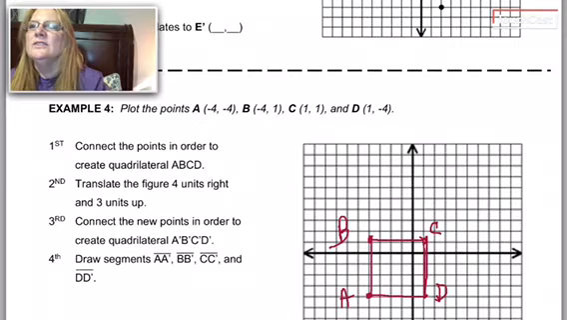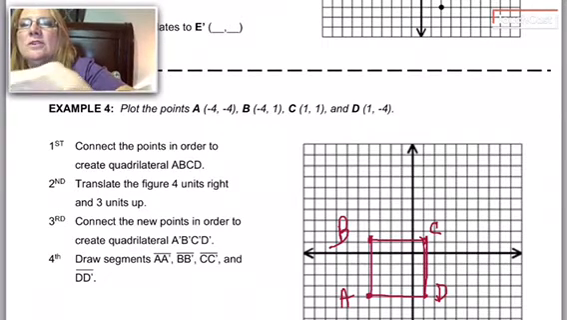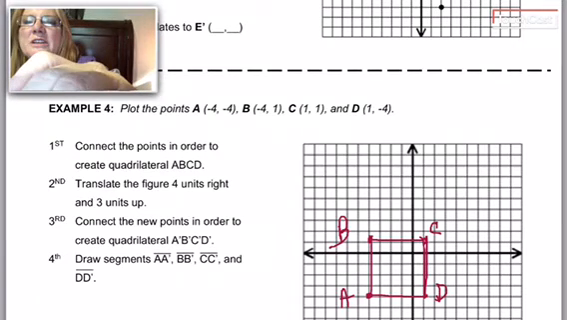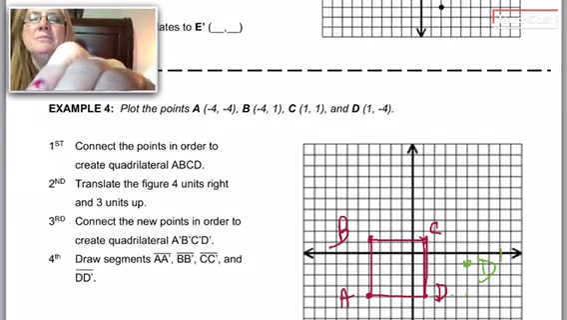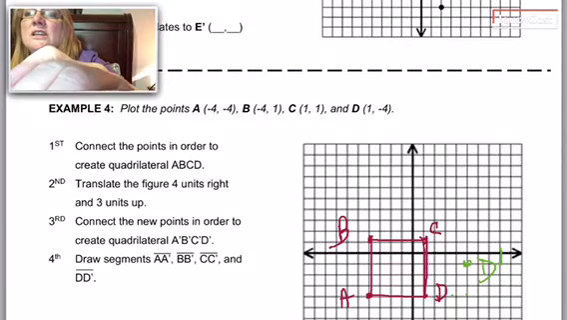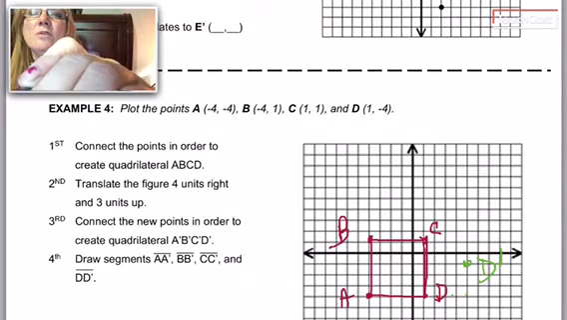And now they're asking us to translate the figure 4 units right and 3 up. So from this picture, we could just do what it says and go 4 right and 3 up. So I'll just start with D. 4 right, 3 up. And that would be considered D prime. And do the same with C. 4 right, 3 up. And that is C prime.